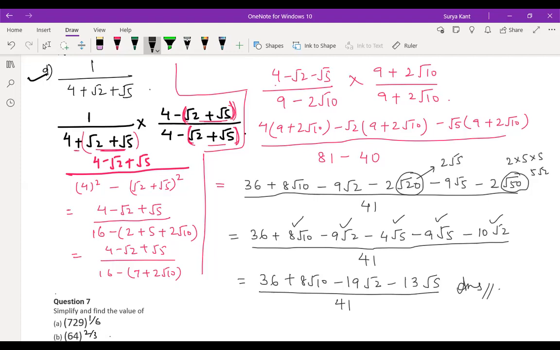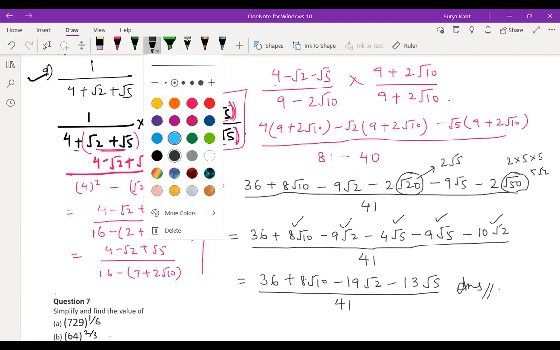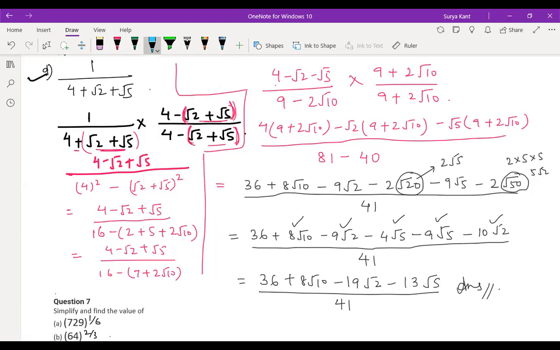If you are having doubt in any steps, you can ask. Sir, can we cancel 36 and 41? Not in such problems. If a problem is covering division and multiplication, then only numerator and denominator can cancel. Otherwise, you can't cancel. In addition and subtraction, never cancel. And 41 is a prime number, you can't cancel it also.